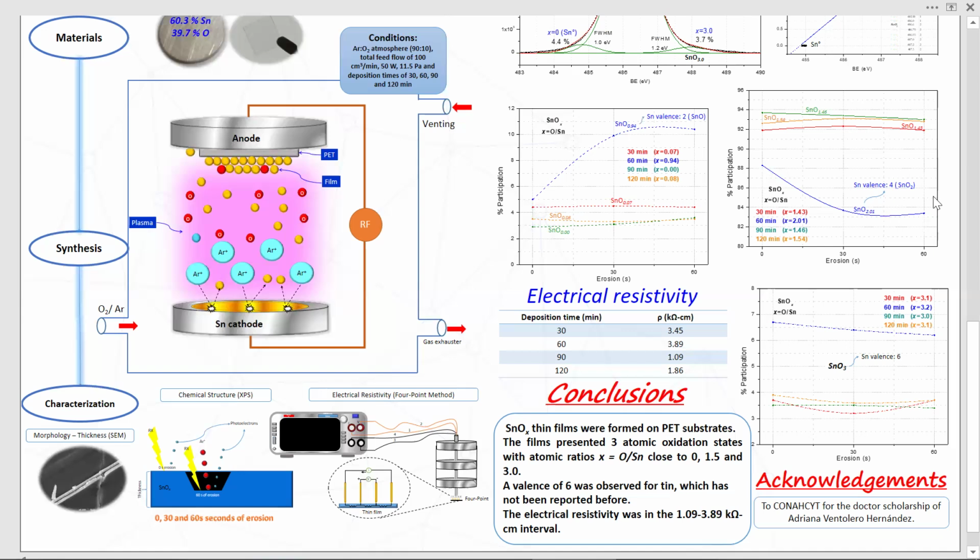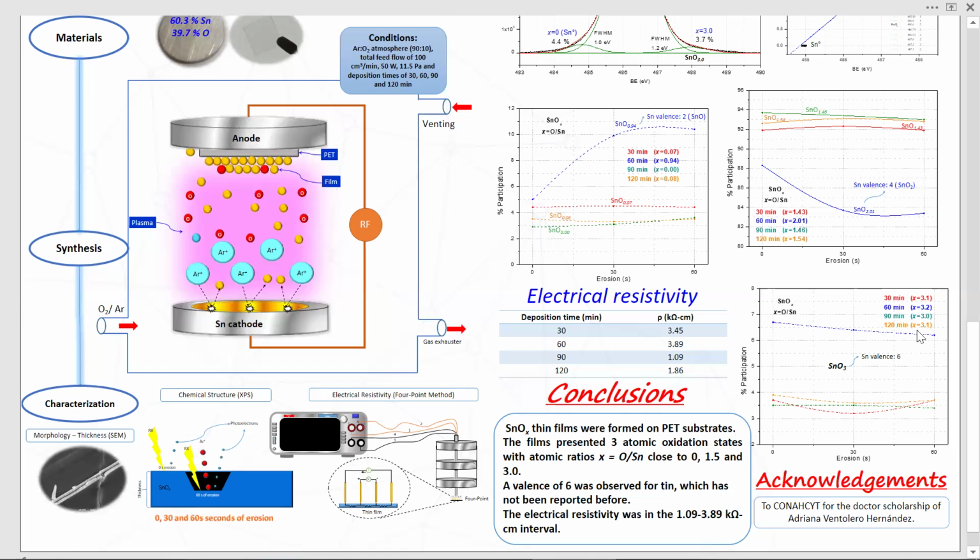In all the films, the chemical state SnO3 is forming, so we found a valence of 6 for the tin. It is possible to observe that the participation percentage practically does not change with erosion.